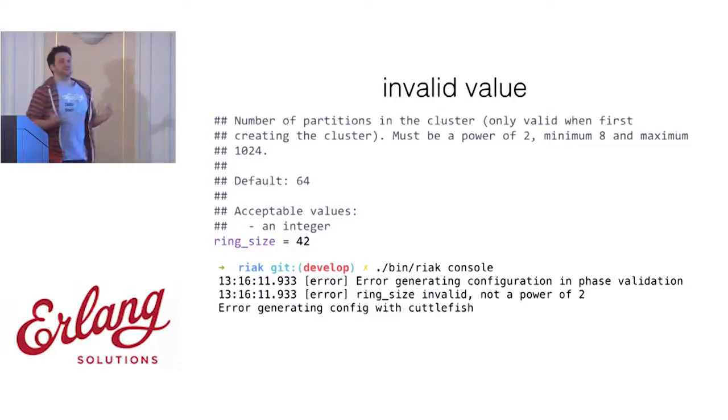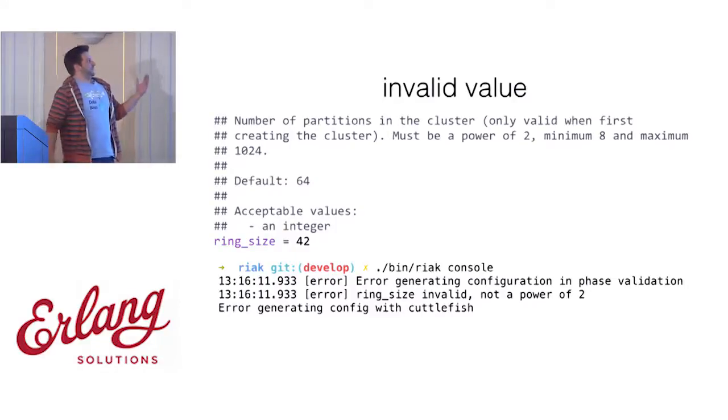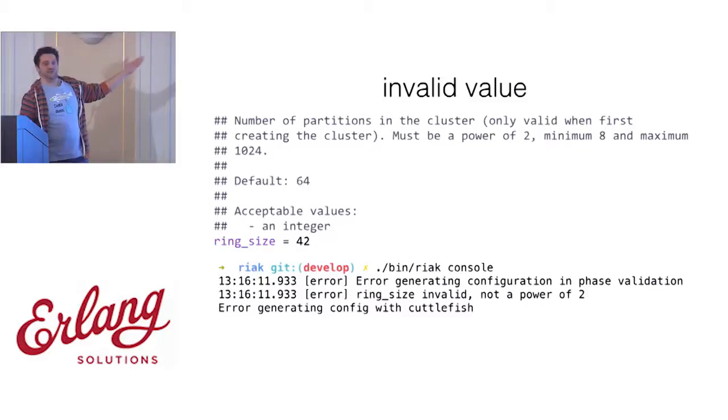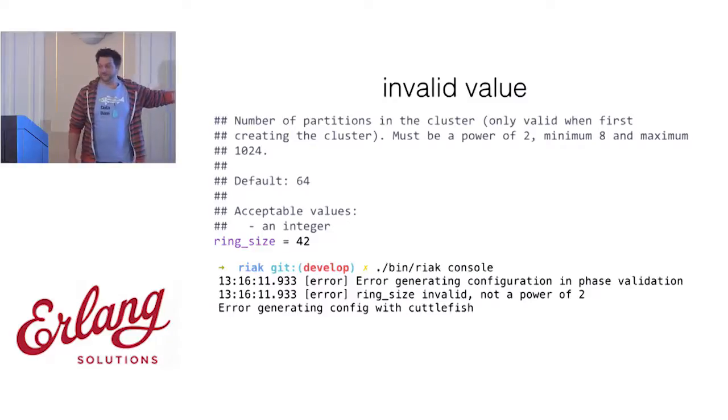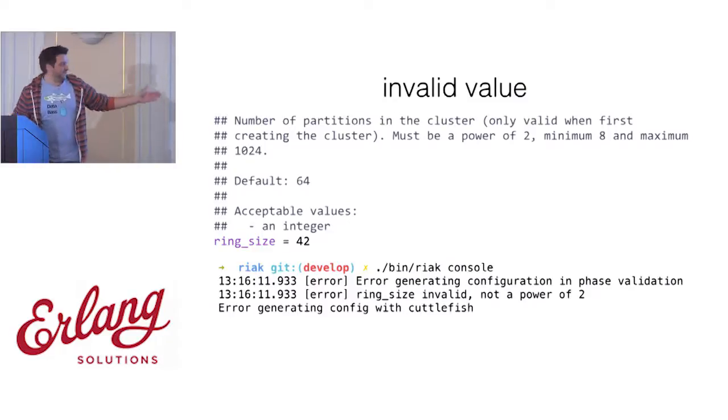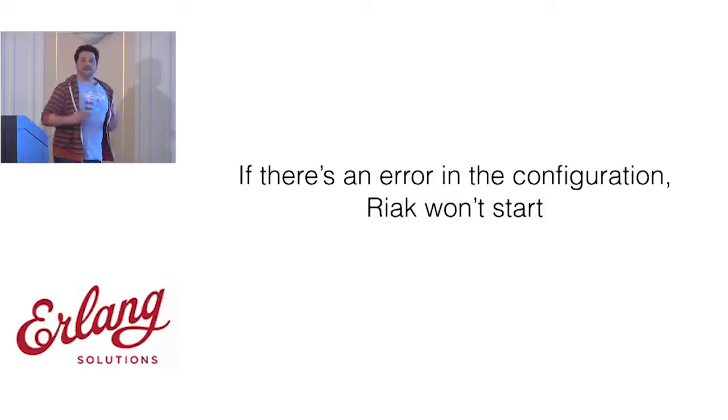Same thing works for value. We have complex validators for value. And what we can say here is that the ring size for Riak must be a power of 2. 42 is not a power of 2. So I tried to start it up, and it complained about it. So what happens after it complains? Well, if there's an error in the configuration, Riak won't start.